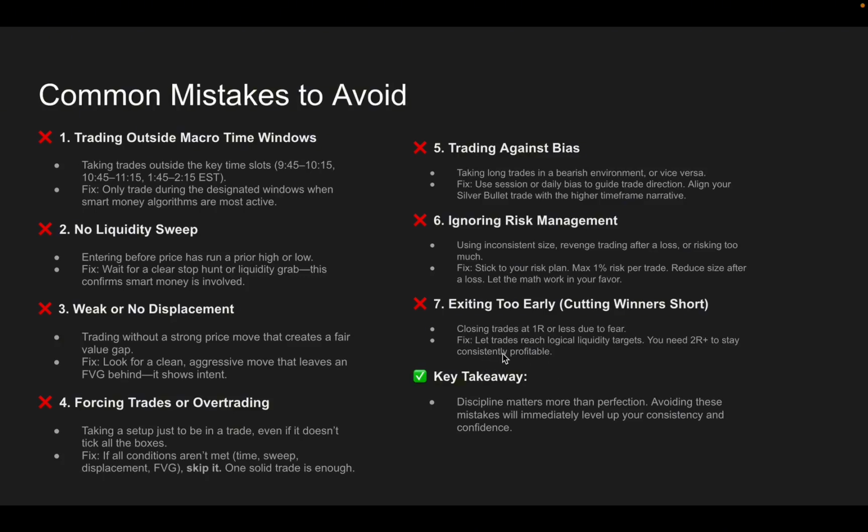So the fix for that would be to let the trades reach logical liquidity targets. For me, if I take a buy, for example, with a stop loss and take profit at 2R, you just have your take profit set at 2R. All you would need to be doing then is just managing your stop loss. Don't be cutting the trade early. Literally all I do is hold for that 2 risk to reward, and then obviously just manage that stop loss placement while I'm in the trade. So you just need at least a 2R to stay consistently profitable.